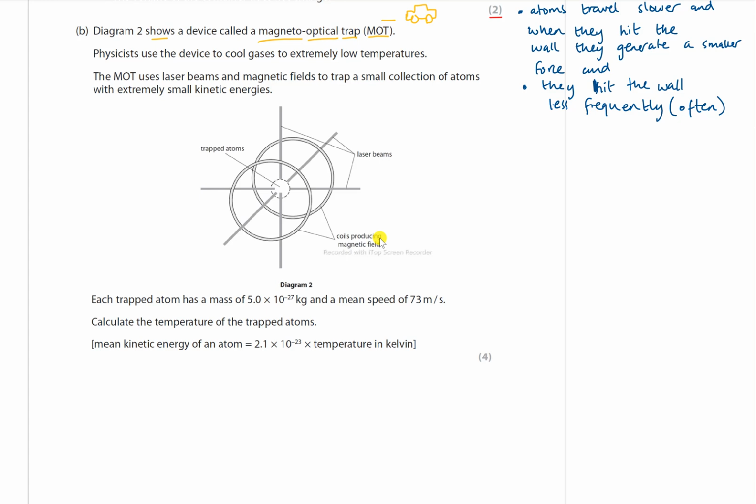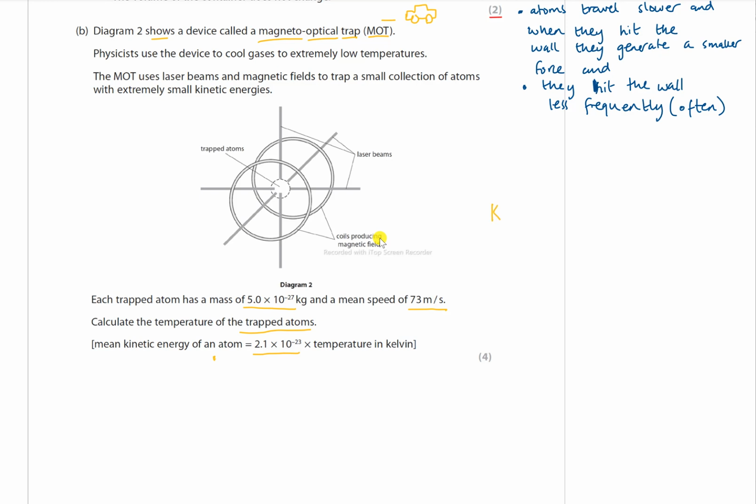Physicists use this device to cool gases to extremely low temperatures. The MOT uses laser beams and magnetic fields to trap a small collection of atoms with extremely small kinetic energies. Each trapped atom has a mass, there's your mass, and a mean speed of 73 meters per second. Calculate the temperature of the trapped atoms. The mean kinetic energy of an atom is that. Right, so they've given you the formula here.